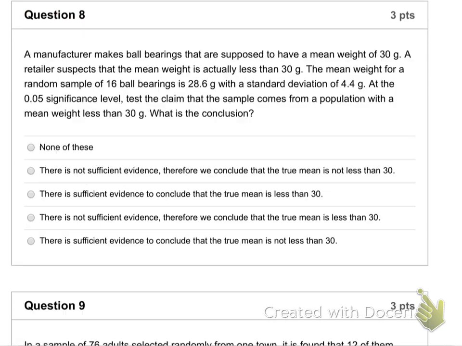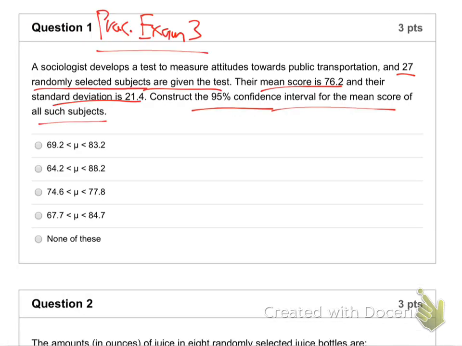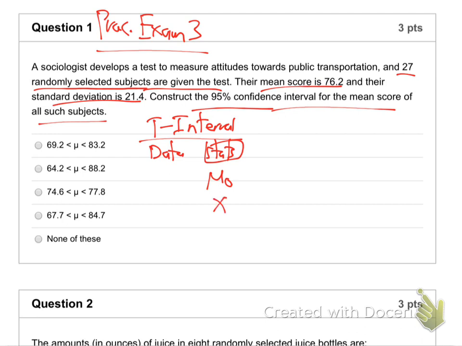So let's go back. We're going to go to T interval. And when it says data or stats, we'll pick stats. And it'll ask us for x bar, s sub x, and n. I think that's the stuff it wants. Not mu0, I'm getting confused. x bar, s sub x, n number, yeah, n number.